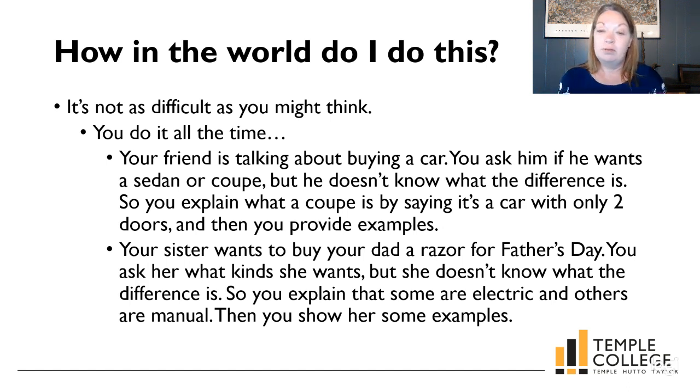And in both of those examples, you're not really saying this is the one you should get, but you may suspect that she might like, or your father or even your friend here might like one over the other, but you're not persuading. You're not trying to persuade. That's not your objective here.